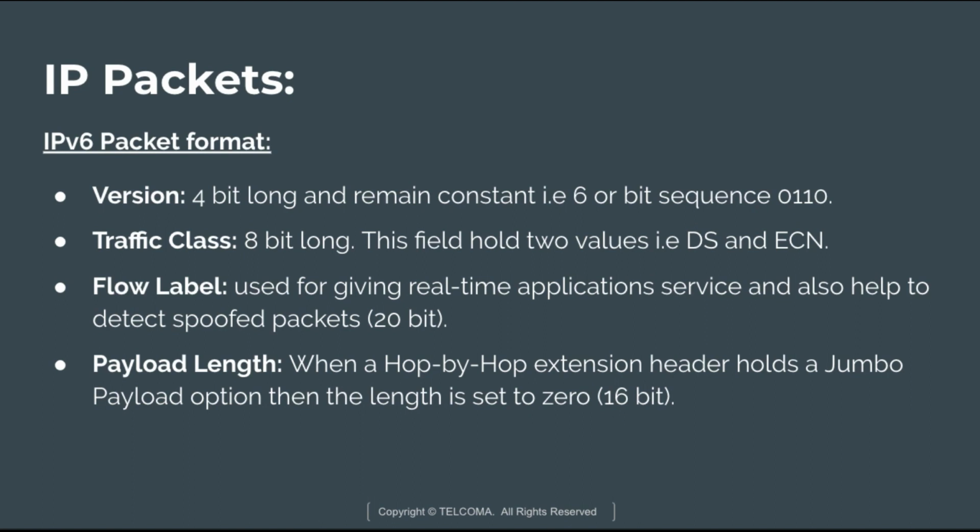And next field is flow label. Here this flow label field is used for giving real-time application services, and it also helps to detect spoofed packets, and it is 20-bit long. Next is payload length. Here when a hop by hop extension header holds the jumbo payload option, then the length is set to 0 and it is 16-bit long. Here the jumbo payload is a user data field that exceeds the IPv4 limit of 65,535 octets, and it is called the jumbo payload.